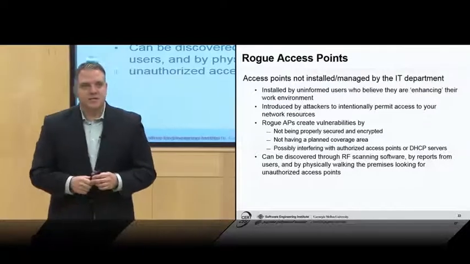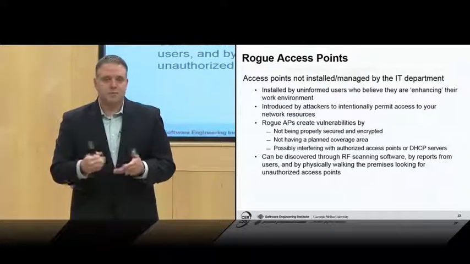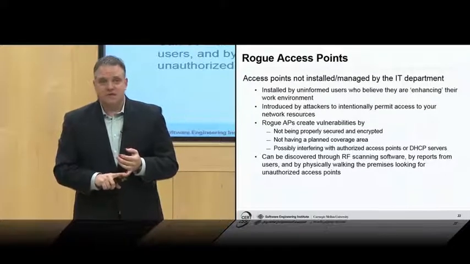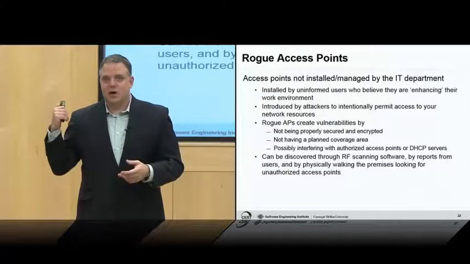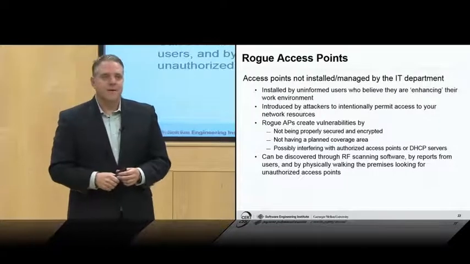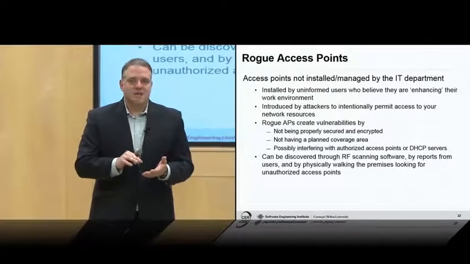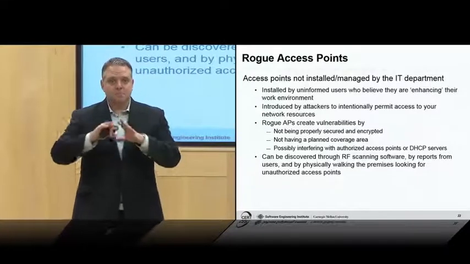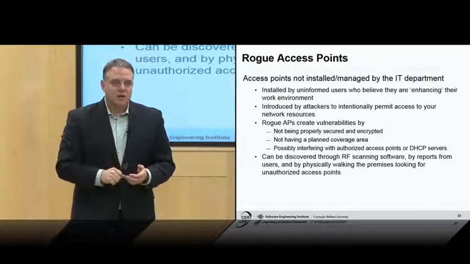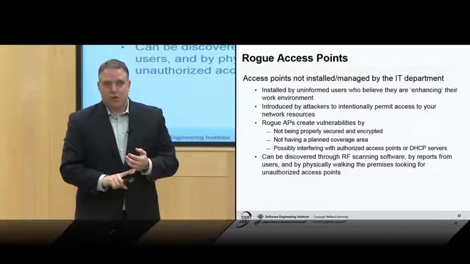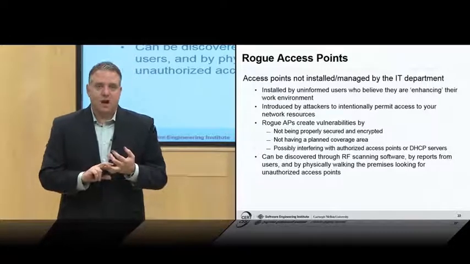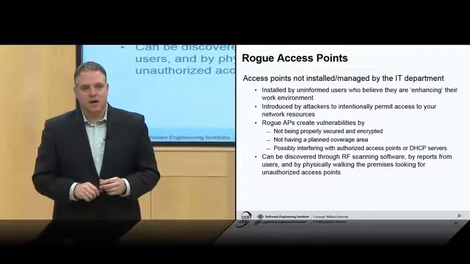Rogue access points, you see this as a problem with people coming in and dropping access points either because they want the convenience of, I want to be able to sit out in the hallway or out on the patio and work, so I'm going to put my own wireless access point in here. Unfortunately, people don't realize that wireless access points, again, broadcast, right? You can't control where that signal goes. And so that might introduce specific vulnerabilities with letting people on your network who shouldn't have access to it, or even conflicting with the authorized wireless access devices that are out there.